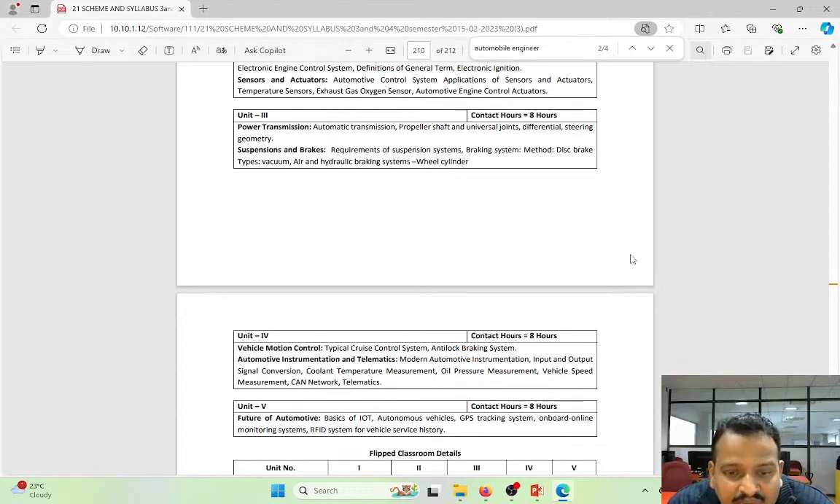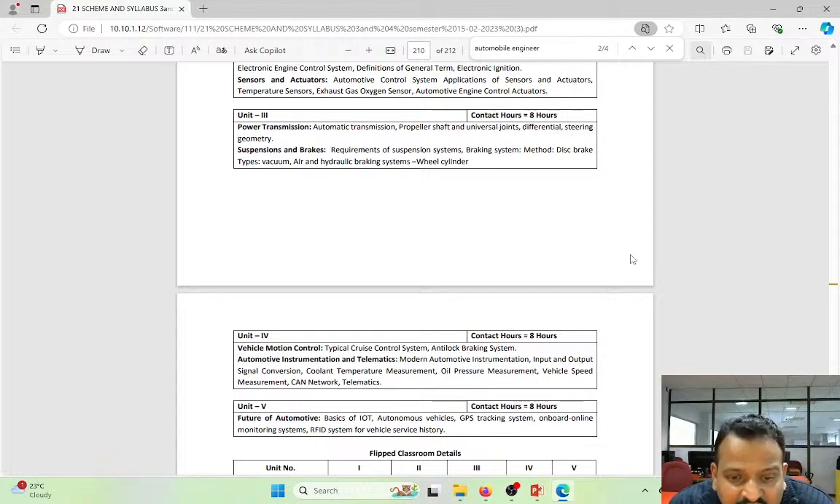Vehicle motion control, typical cruise control system, anti-lock braking system. Then we have automotive instrumentation and telematics, modern automotive instrumentation, input and output signal conversion, coolant temperature measurements, oil pressure measurement, vehicle speed measurement, CAN networks and telematics. Telematics include all the other sensor inputs, how we can get the conversion of what the sensor is all about.